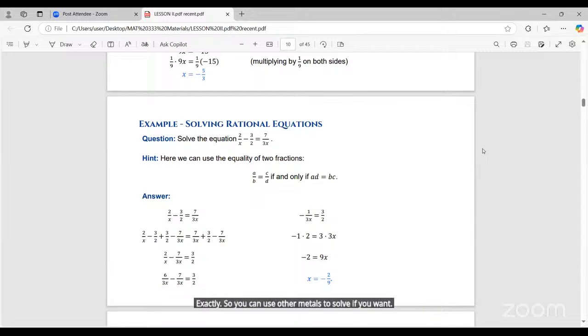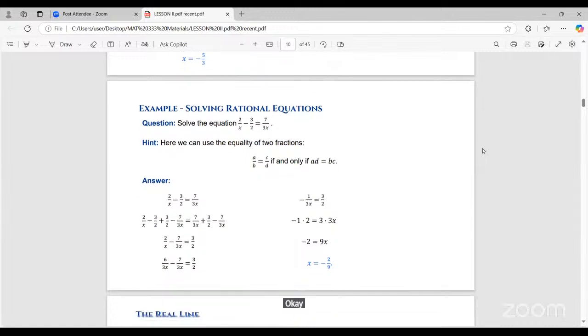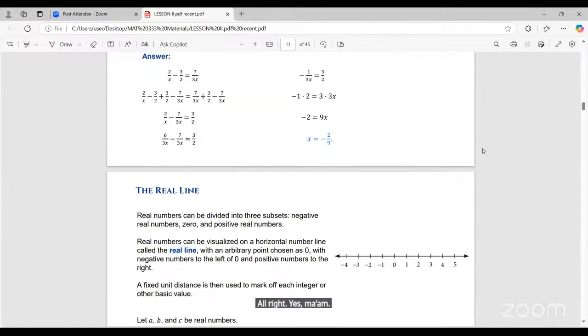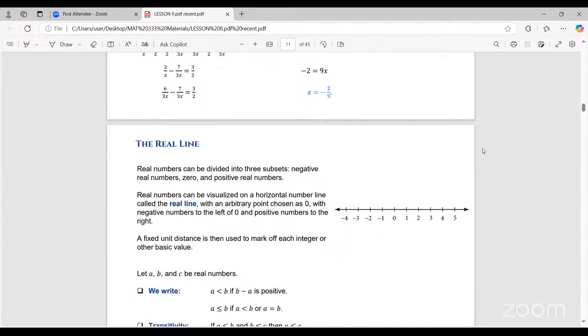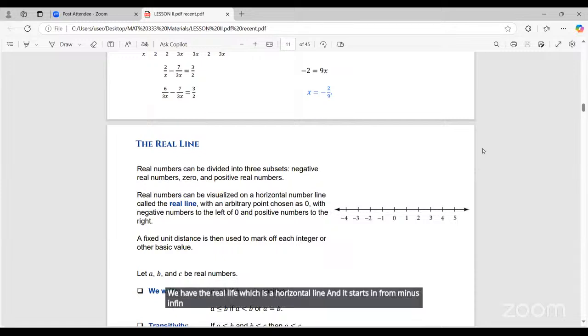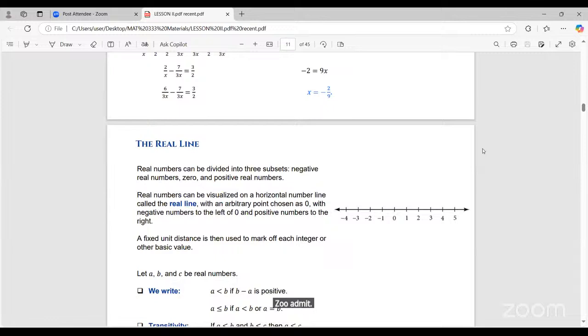So we have the real line, which is a horizontal line, starting from minus infinity to plus infinity, with 0 at the middle.